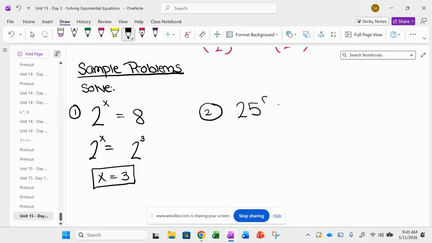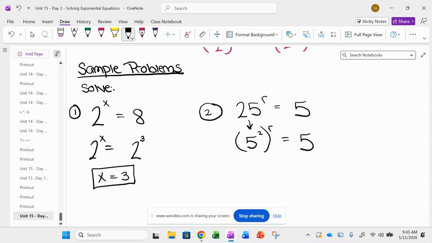25 to the r power is equal to 5. Again, we're solving for the exponent. So we try to make them have the same base. And the best way to make them the same base is to change the bigger base into the smaller base, if possible. Can I change 25 into a base of 5? Absolutely. Isn't 25 the same as saying 5 squared, now raised to the r, is equal to 5?